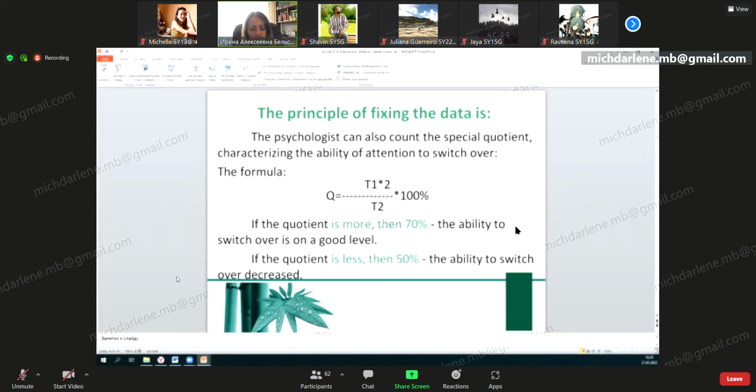On your screen, you can find this formula. Yes, and when counting the results, if the quantity is more than 70%, the ability to switch over is of a good level, and if the result is less than 50%, the ability to switch over is decreased, and the psychologist must choose another test for a deeper analysis of his attention.